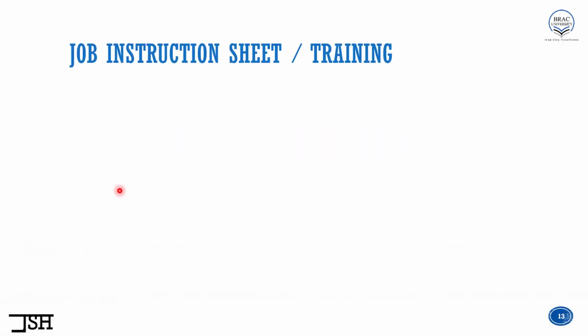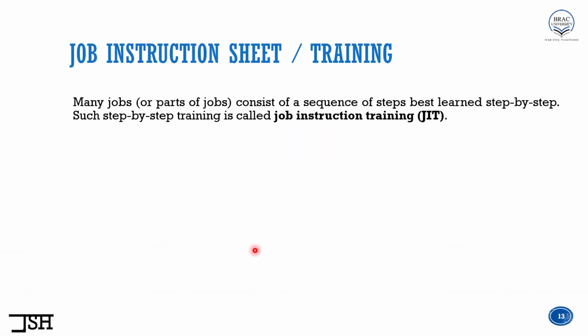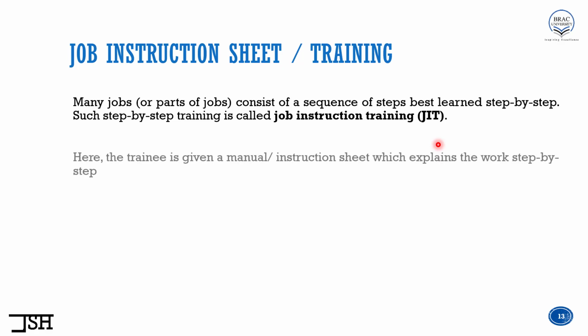So let's take a look at the formal definition here. Here it goes. Many jobs or parts of jobs consist of a sequence of steps best learned step by step. Such step-by-step training is called job instruction training or JIT. Now the definition is not over yet. We have another very important part of this definition. Here goes the next important part. Here, the trainee is given a manual or instruction sheet which explains the work step by step. This is the most crucial part of job instruction sheet's definition.